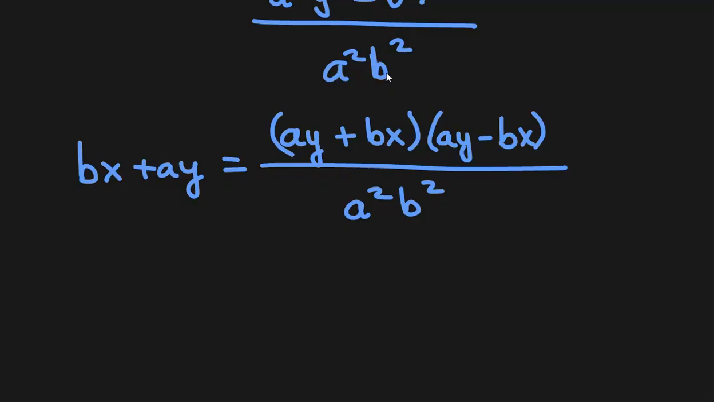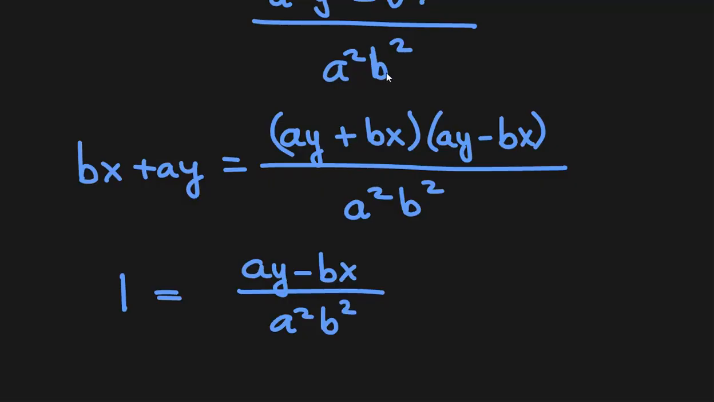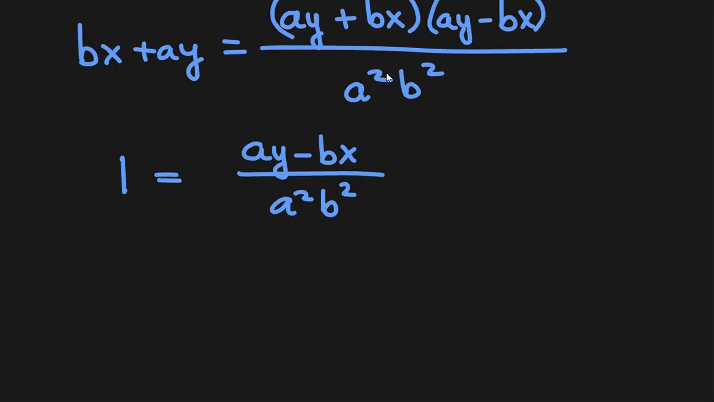And that gives us, when you divide both sides of that, 1 is equal to ay minus bx over a squared b squared. That's kind of enough for a solution already. We can just multiply both sides by a squared b squared though. And so we're going to get ay minus bx is equal to a squared b squared.